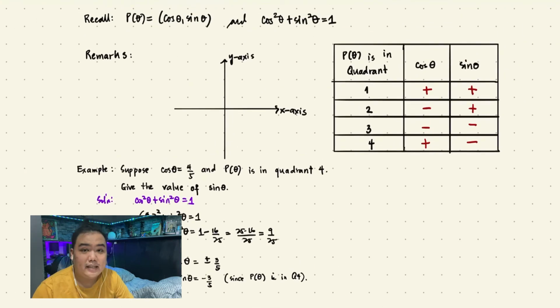So, reviewin lang natin yung observations natin. If P of theta is in quadrant 1, cosine and sine are positive. If P of theta is in quadrant 2, cosine is negative, sine is positive. If P of theta is in quadrant 3, cosine and sine are parehang negative. And if P of theta is in quadrant 4, cosine is positive, sine is negative. And that ends our short video on some important remarks about the point function.